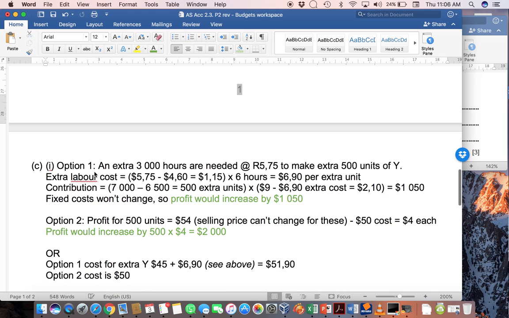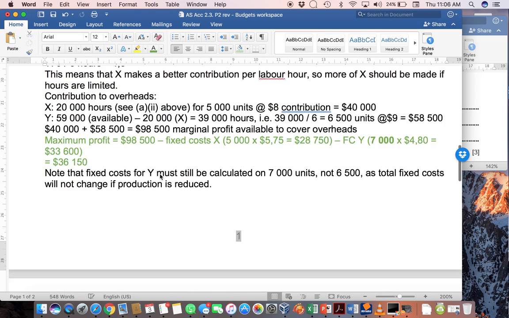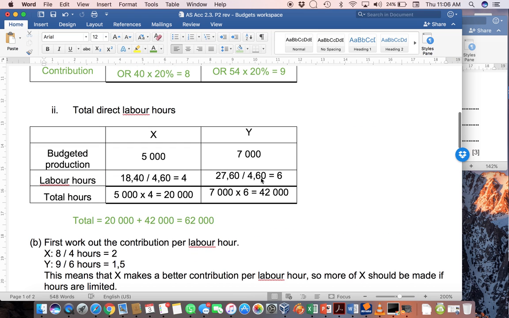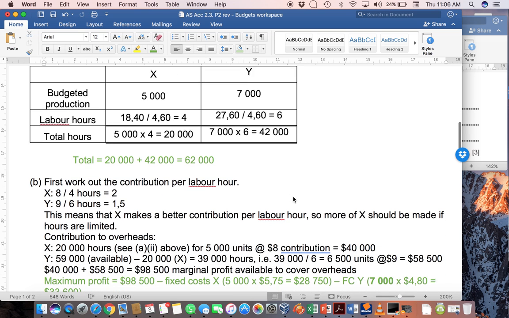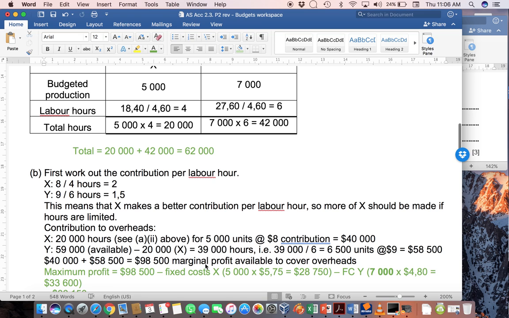So let's go and have a look again at the information that's given and see what we can do with it. Option 1. For option 1, you hopefully will remember that there's an extra 3,000 hours that are needed. Remember that for Y, we want to make 7,000 units, which requires 42,000 labor hours, but in this calculation we only are allocating 39,000 hours. So the difference between that is 3,000 hours that I actually need.